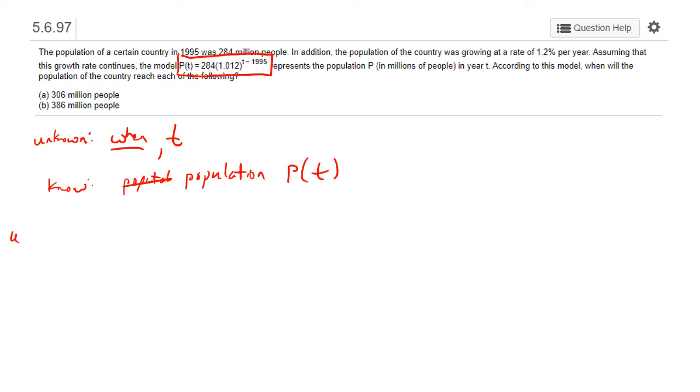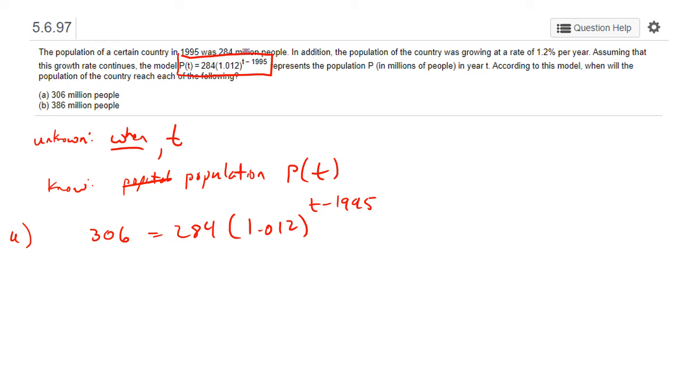So for the first one, the known population is 306 million. Notice that the way this was given to us, p is already expressed in millions. So I don't need to put 306 million on the left. It's just 306 because the function is already expressed in quantities of millions. So 306 is 284 times 1.012 to the t minus 1995.